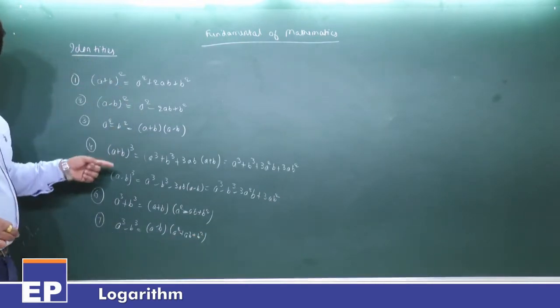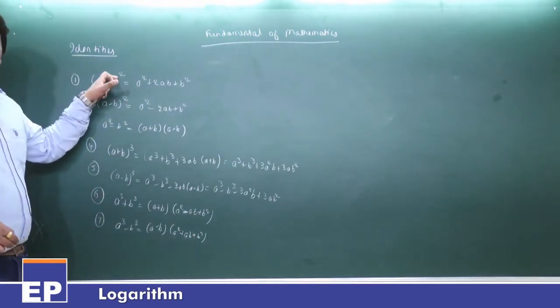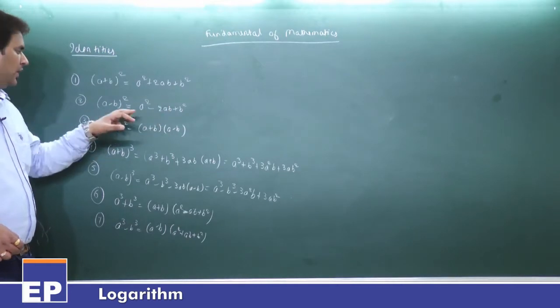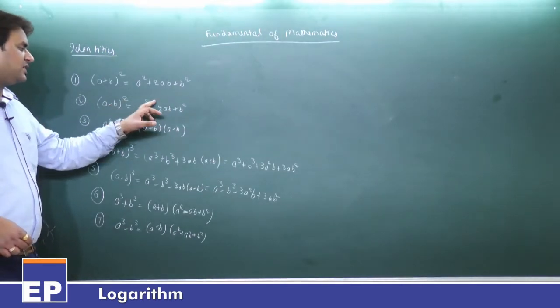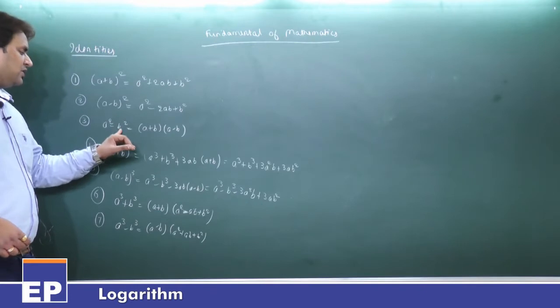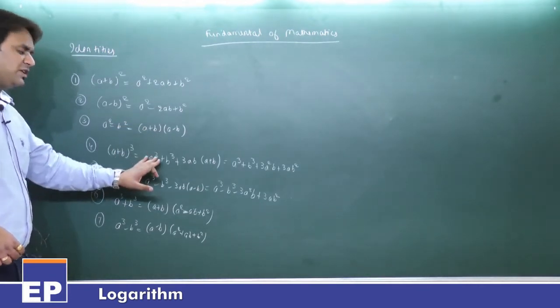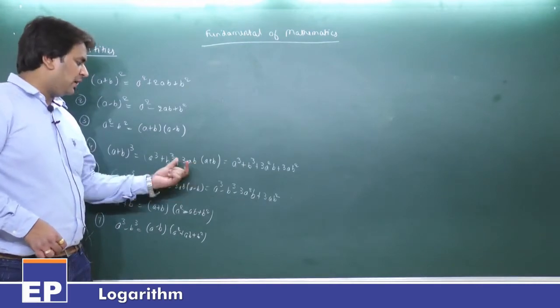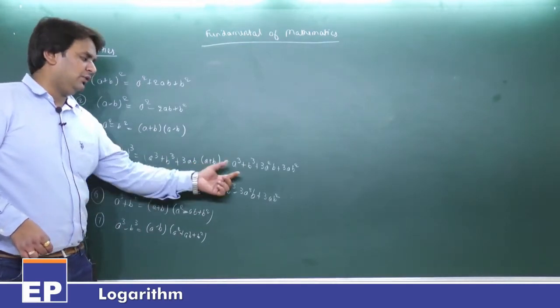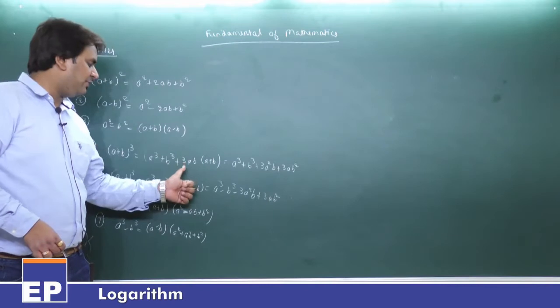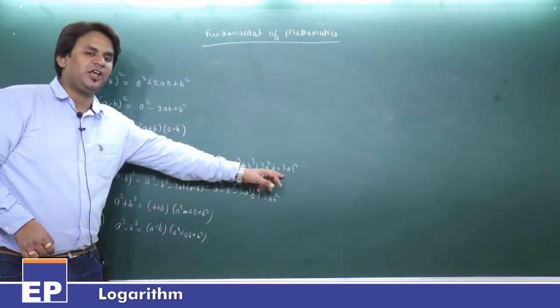So these are the formulas which you have to remember. (a plus b) whole square is equal to a square plus 2ab plus b square. (a minus b) whole square is equal to a square minus 2ab plus b square. a square minus b square is equal to (a plus b) into (a minus b). (a plus b) whole cube is equal to a cube plus b cube plus 3ab into (a plus b). We multiply 3ab with a, so it becomes 3a square b, and we multiply 3ab with b, that becomes 3ab square.